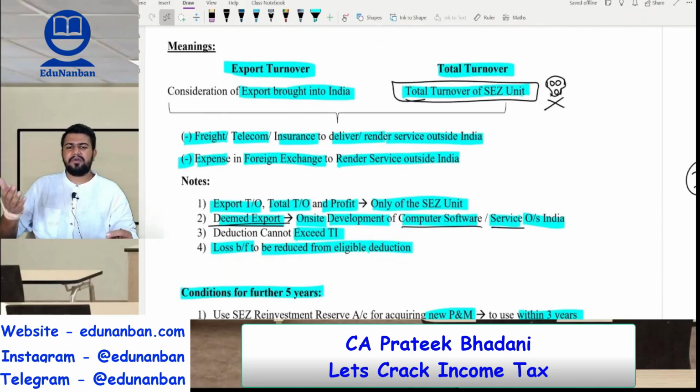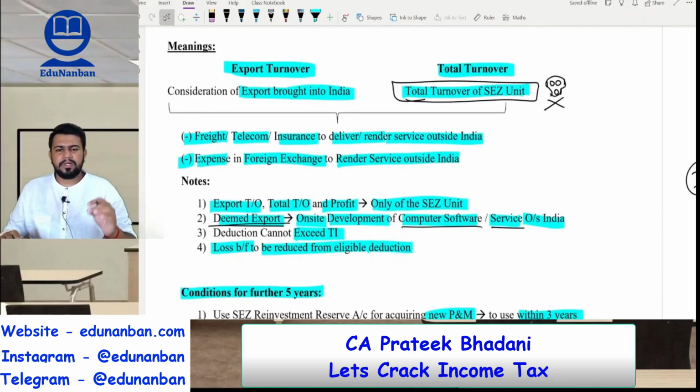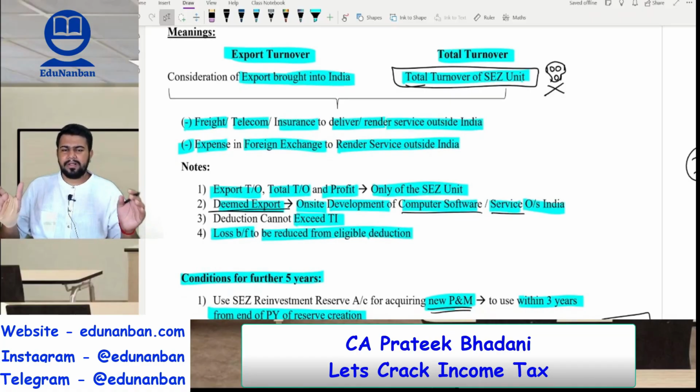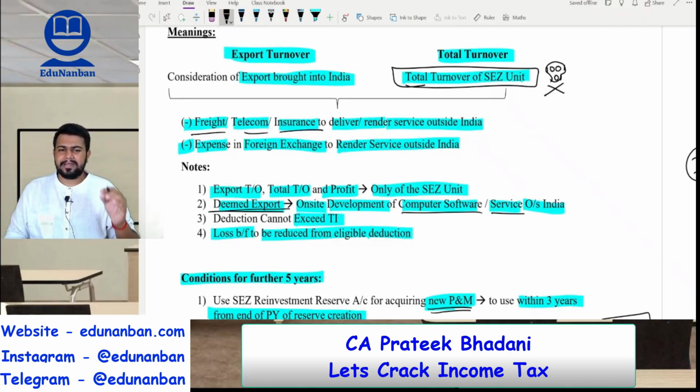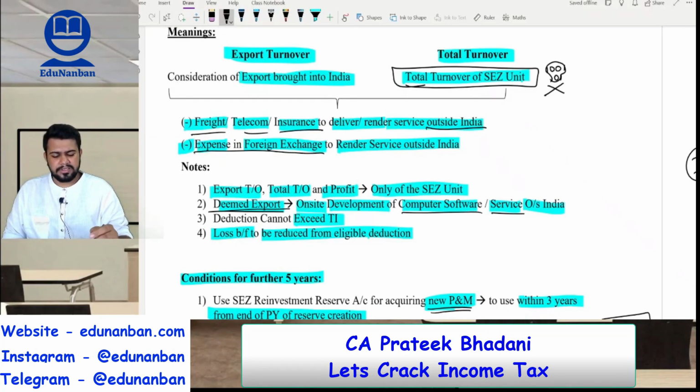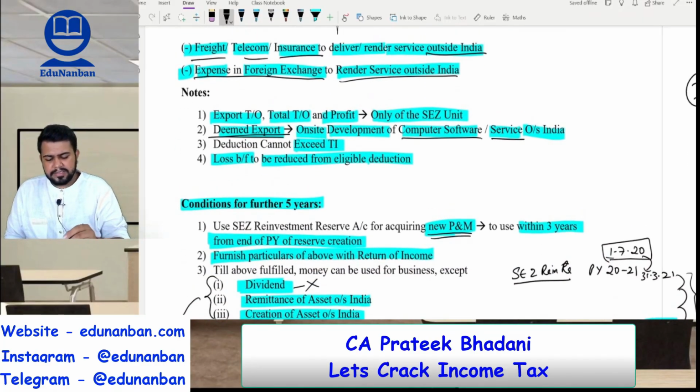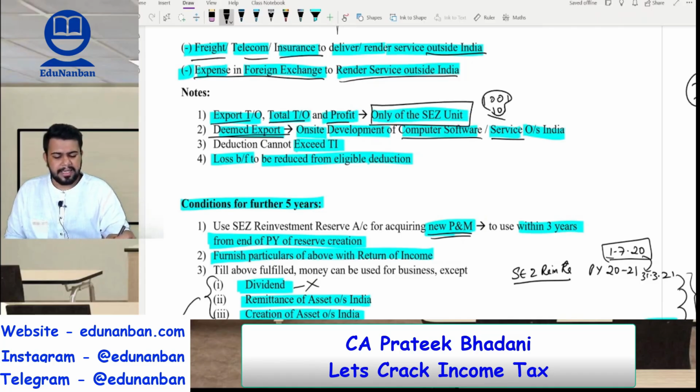Now export turnover means what? The consideration for export brought into India. Total turnover means what? Total turnover of the SEZ unit. From all these turnover, you should reduce any freight, telecom or insurance to deliver or render the service outside India, or any expense in foreign exchange to render the service outside India. Okay. Export turnover, total turnover and profit should be taken only of the SEZ unit. So here you have to be very careful.